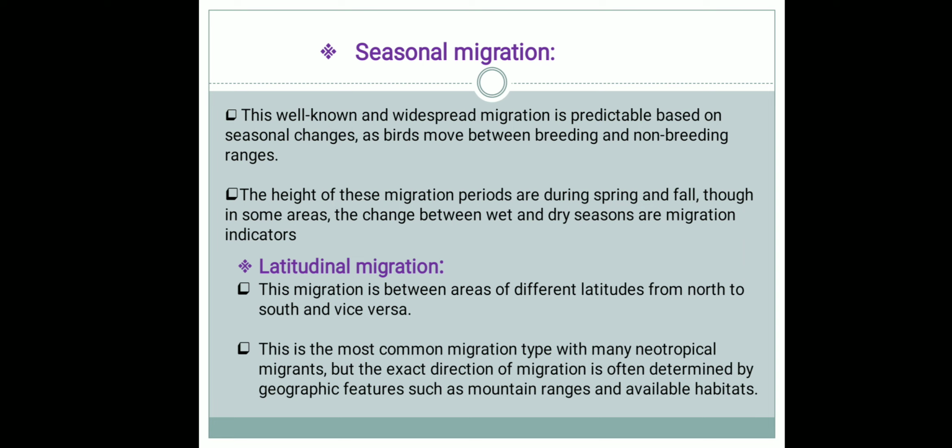Fourth, latitudinal migration. This migration is between areas of different latitudes, from north to south and vice versa. This is the most common migration type, with many new tropical migrants. But the exact direction of migration is often determined by geographic features such as mountain ranges and available habitats.